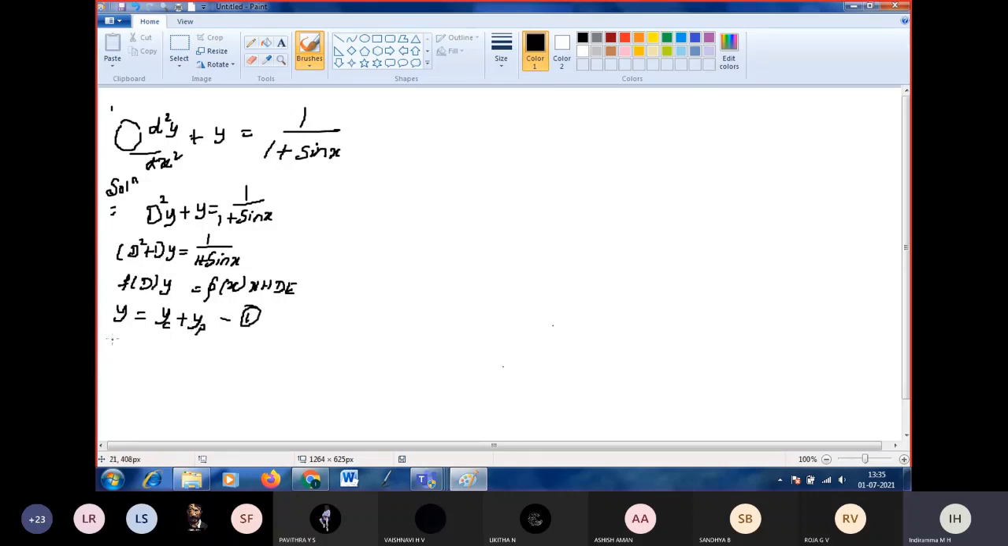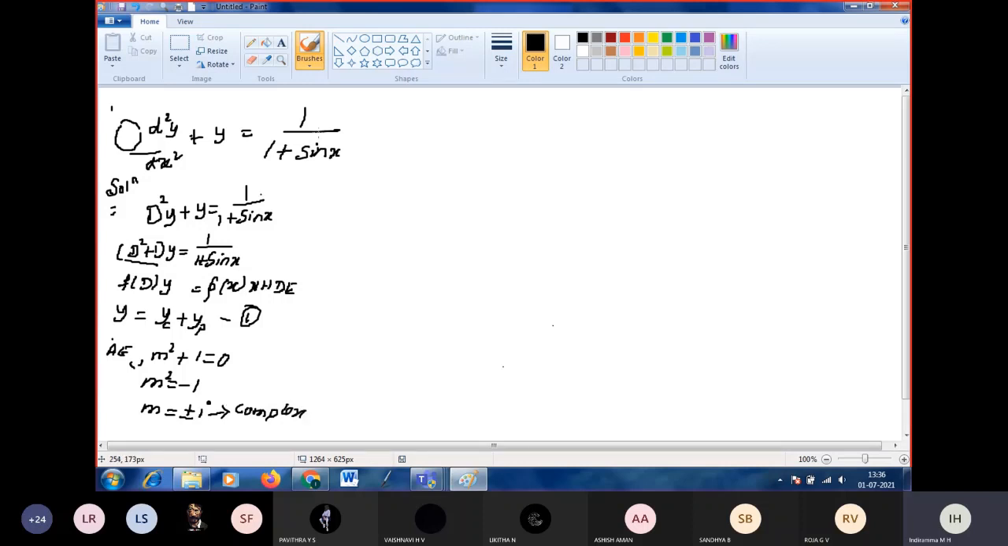To find yc, what do we have to consider? The auxiliary equation. The auxiliary equation is m square plus 1 is equal to 0. So m square is equal to minus 1, and m is equal to plus or minus i. The roots are complex roots.